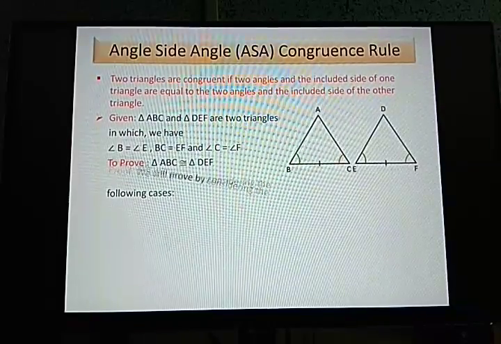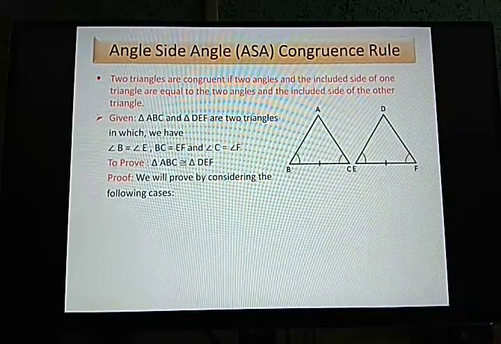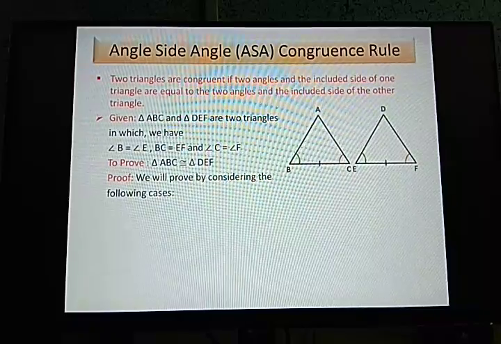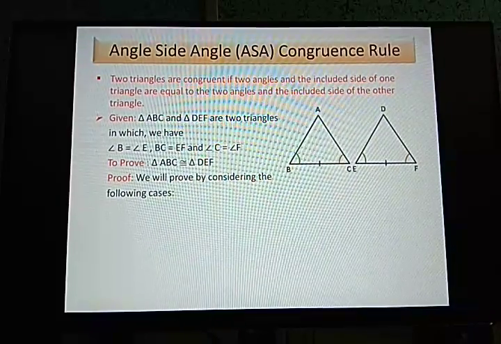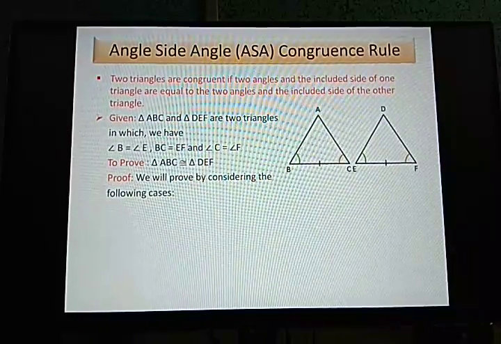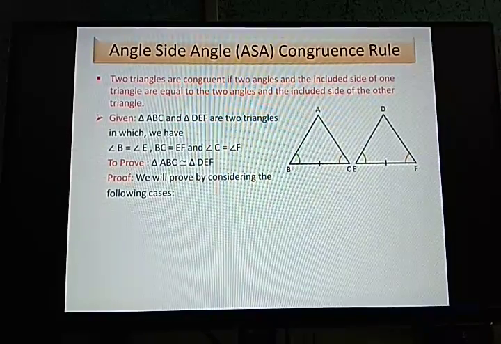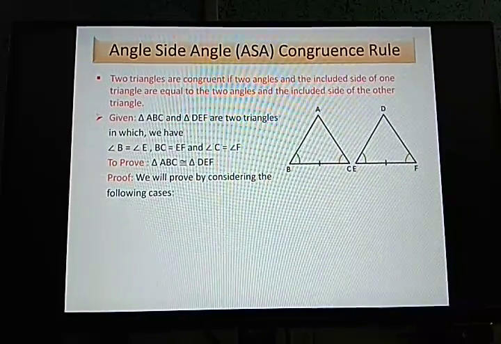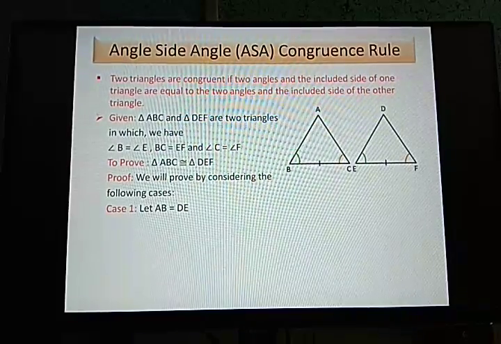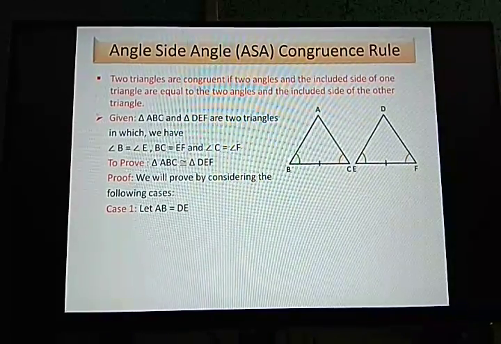Now for proving it, we will consider three cases. Clear? And these three cases will prove that this congruence rule is satisfied. So let us see what the three cases are. Case 1, if AB is equal to DE.